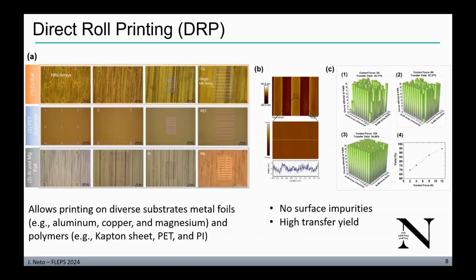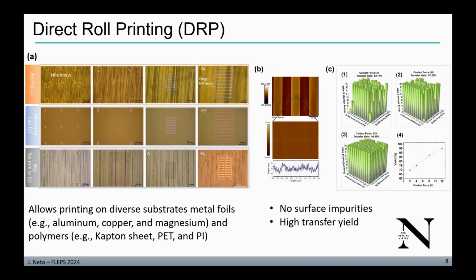So yeah, these are the different experiments or arrangements that you see. We tried this process on different substrates. This is an example of copper foil. This is PET, and this is aluminum and magnesium foil. You can see the transfer process is quite nice in all these cases, even though surface properties vary depending on the substrate. We also checked the residues. This is the image that you see. We did not find any residue on the silicon ribbons in this case.